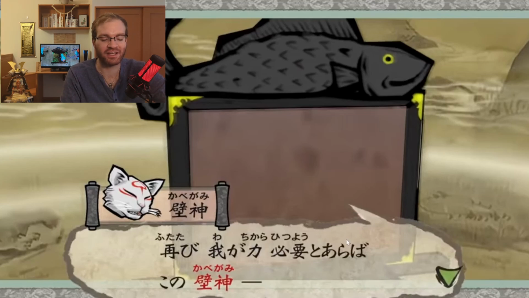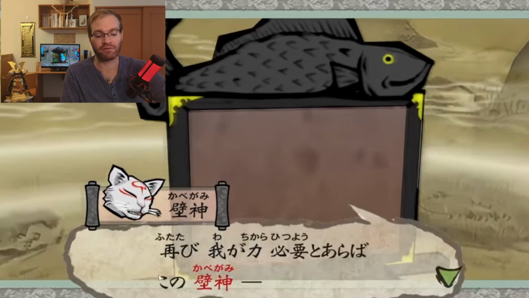That's a really weird way of saying it. I'm trying to translate it really literally so it makes sense, but more technically, the way I would translate this is once more, if it is that you need my power once more, kono Kabegami. So kono again means this, and then he follows up with his name Kabegami, okay? Which means wall god, god of the walls.